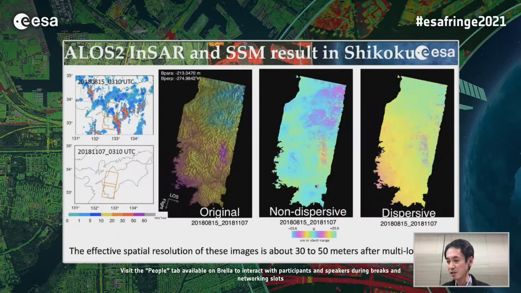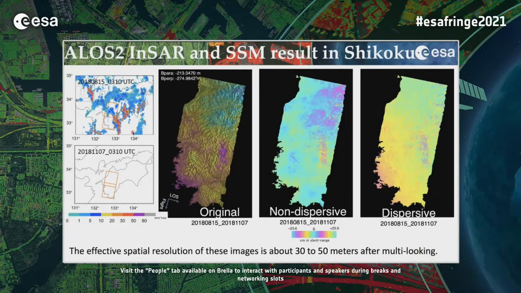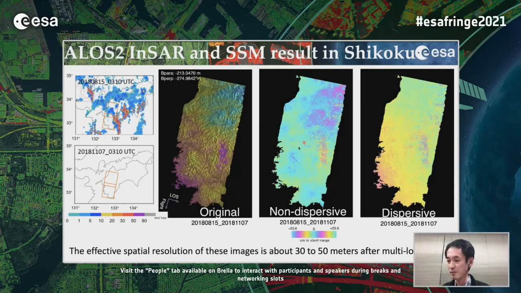This is the second case in Shikoku, August 15, 2018. Again, the rain rate was exceeding 50 millimeter per hour at the time of SAR imaging. These are the results of standard SSM, from left to right: original interferogram, non-dispersive phase, and dispersive phase. We have not applied any filters on either the non-dispersive or dispersive phases.